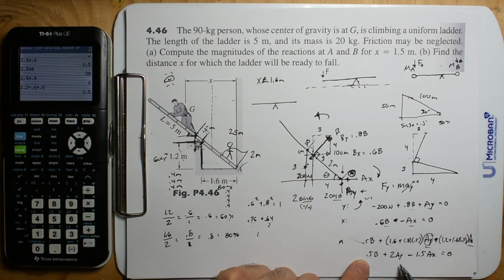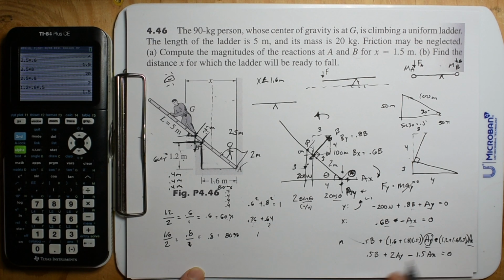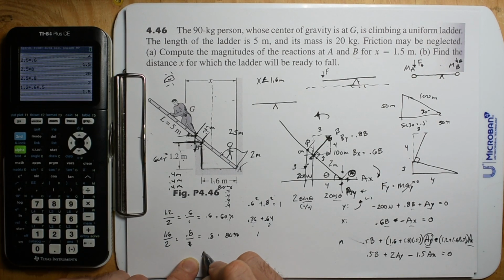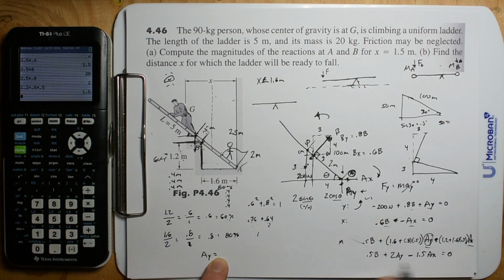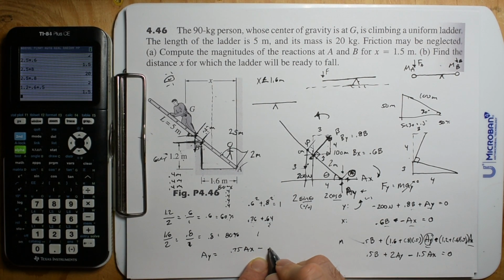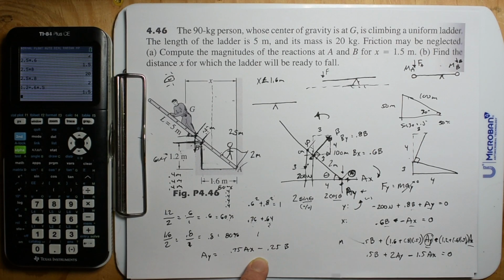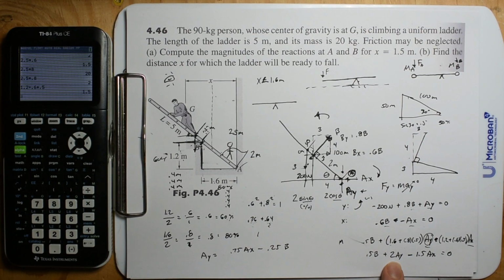And we're trying to solve for AY, so let's just solve for AY right now. So we're going to say AY is 0.75 AX minus 0.25 B. I did a couple of steps because I kind of just want to get on with life.